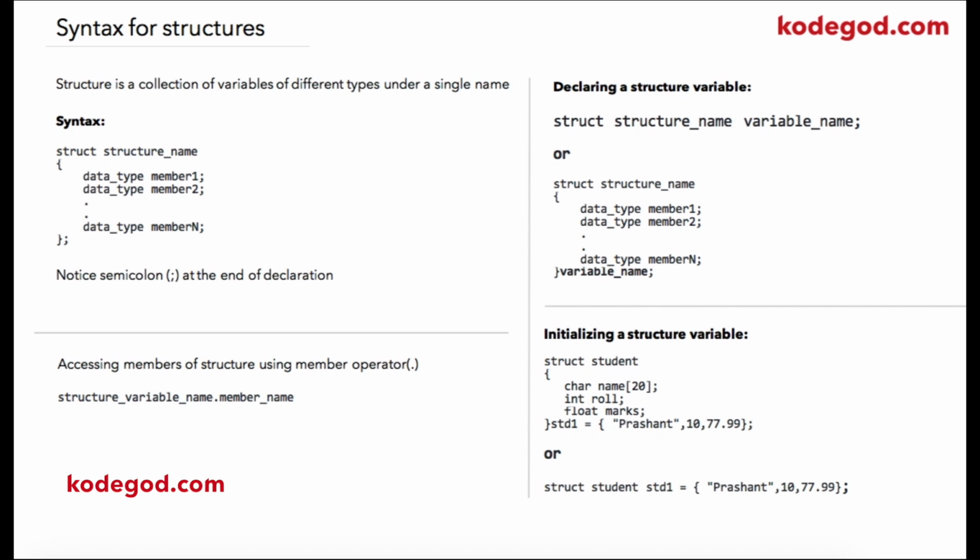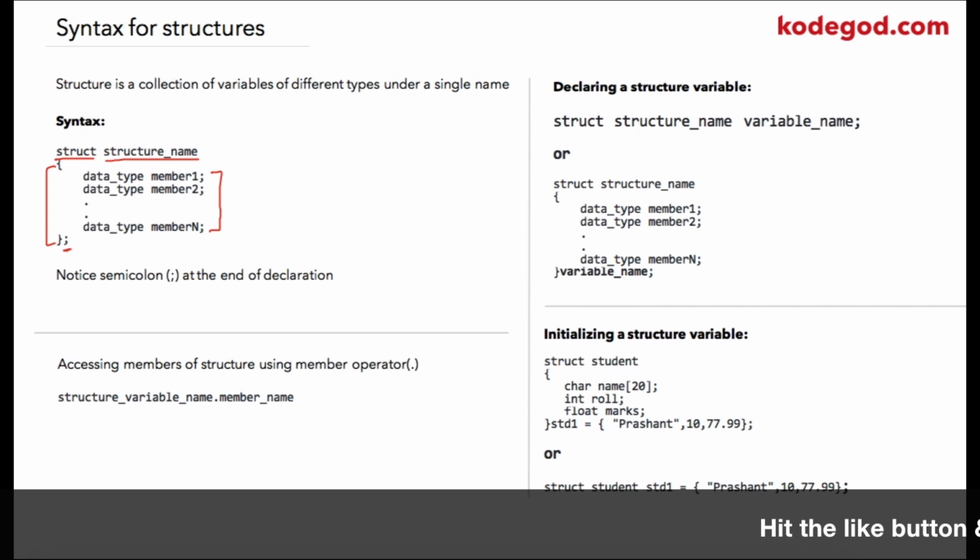Now let us check how we can define a structure. So struct is a standard keyword in C which is used to define your structure. After struct, you can write your structure name, and then inside of curly braces you can have a collection of your variables which can have any data type. Notice a semicolon at the end of this structure definition, which is compulsory to have.